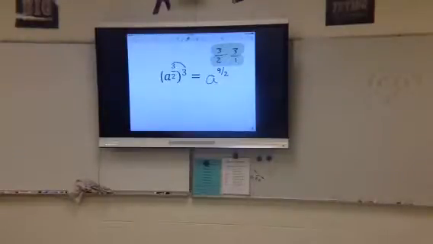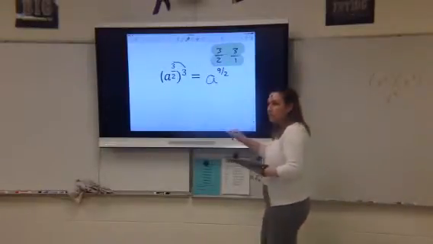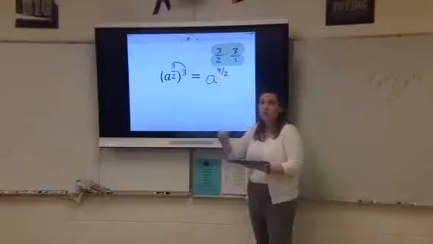Can we simplify if it lets you? No, leave it improper. So don't make it like 4 1/2. Don't do that. We want to leave it like this. Don't make it a decimal or a mixed number. Leave it improper. Okay.